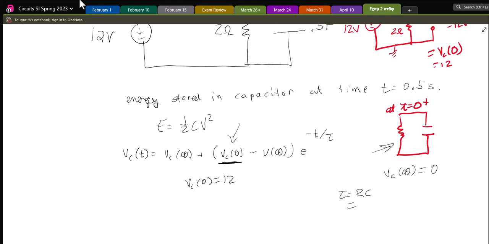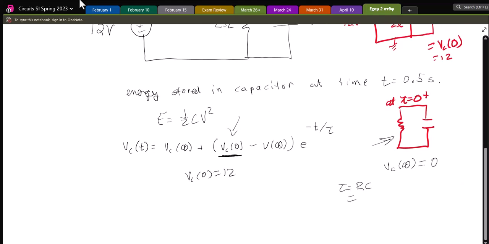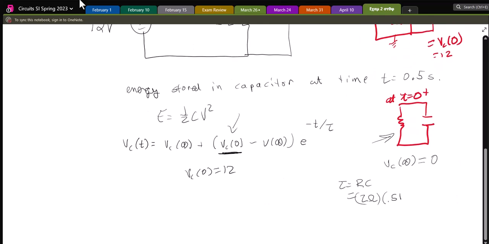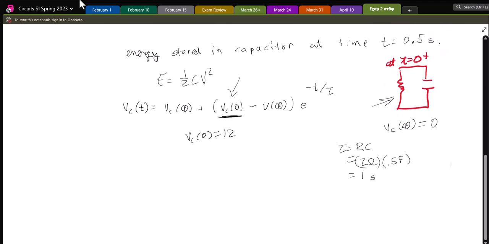In here, our Thevenin equivalent is pretty obvious. We just have one resistor, and it's 2 ohms. And we have our capacitor, which I said was 0.5 farads. And so my time constant is 1 second. So now, at what time can you say your transient is over?